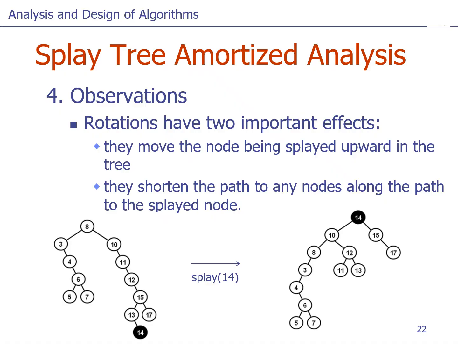So let's go to our observations. Rotations have two important effects. They move the node being displayed upward in the tree, we already have seen this, and they shorten the path to any node along the path to the display tree. The second one might not have been that clear to you from the earlier example, but let's see it again.